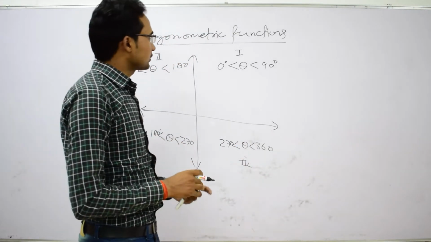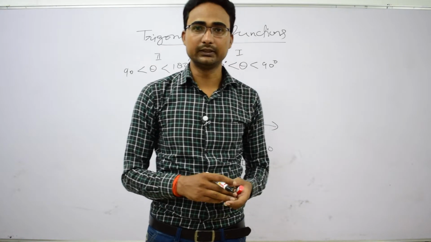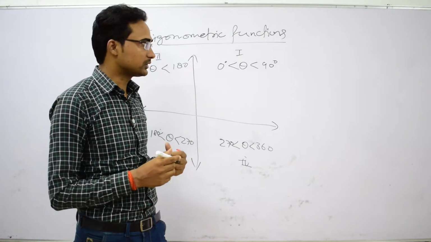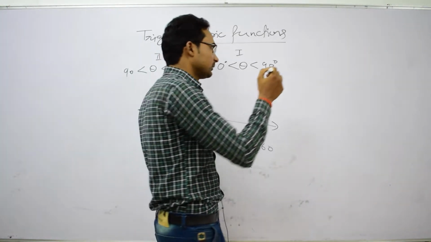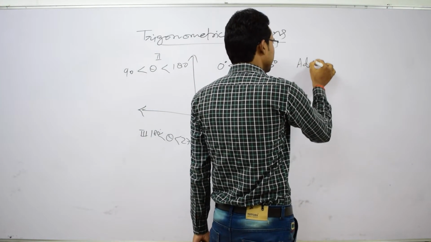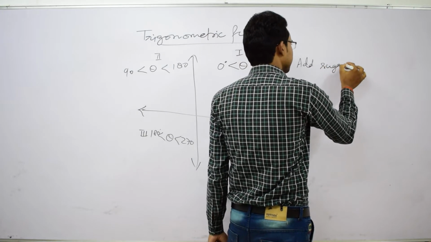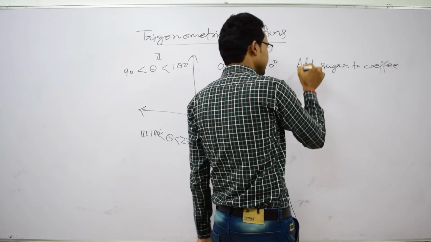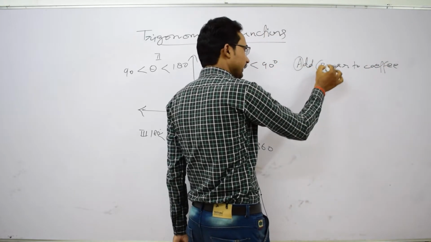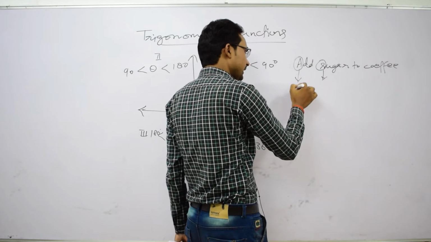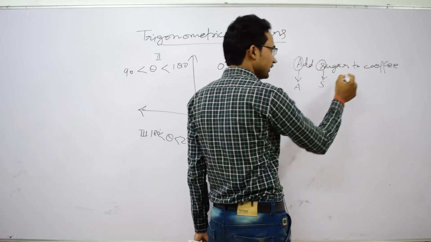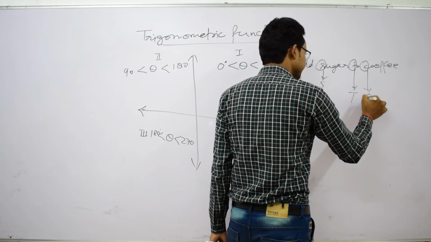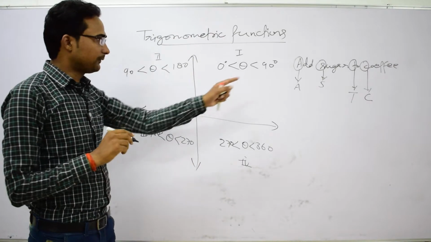Now, the trigonometric ratios in different quadrants have different signs. So, in short form, how can you learn the sign convention of trigonometric ratios? I am using one sentence as a shortcut method: Add Sugar To Coffee. Take the first letter A for Add, the first letter of Sugar, the first letter of To, and the first letter of Coffee. So, what is the meaning of ASTC here?